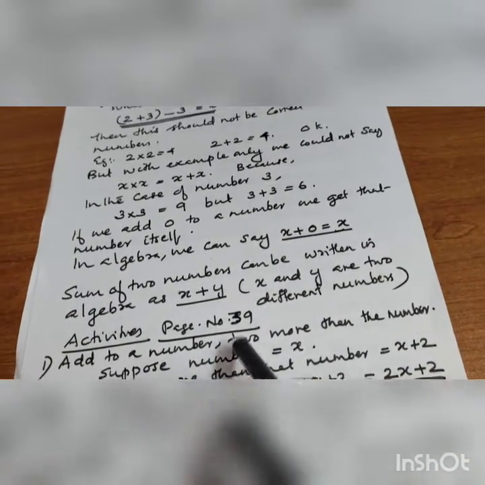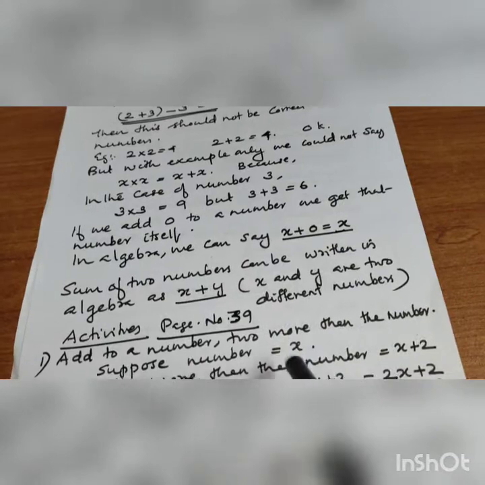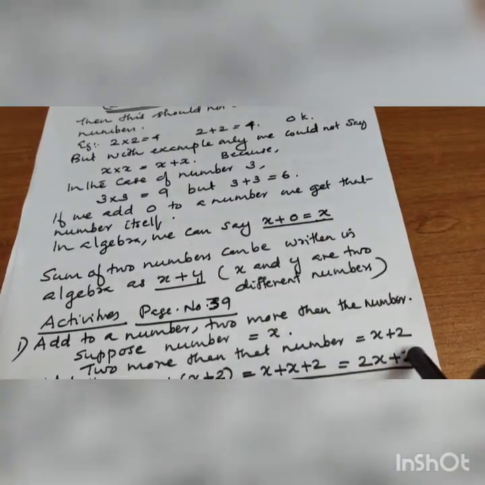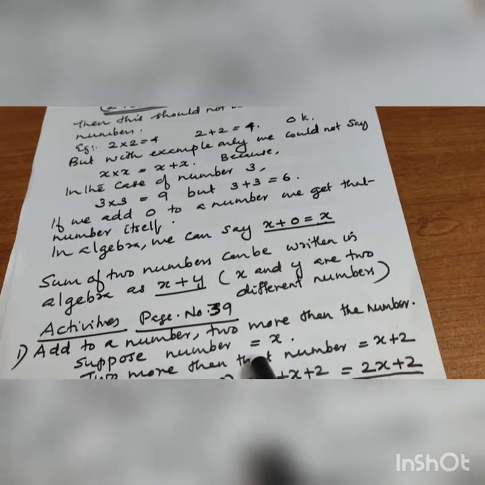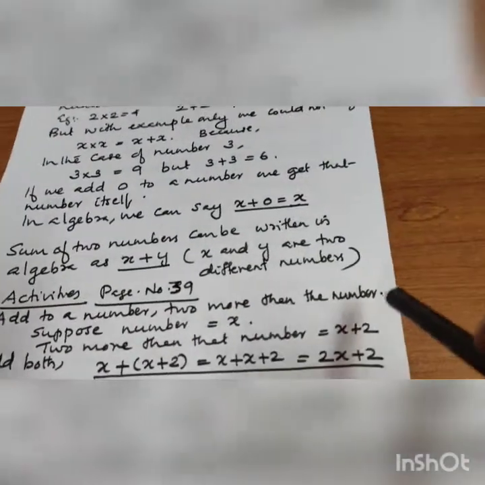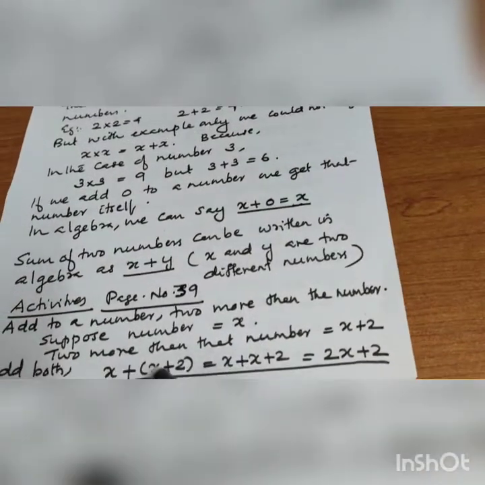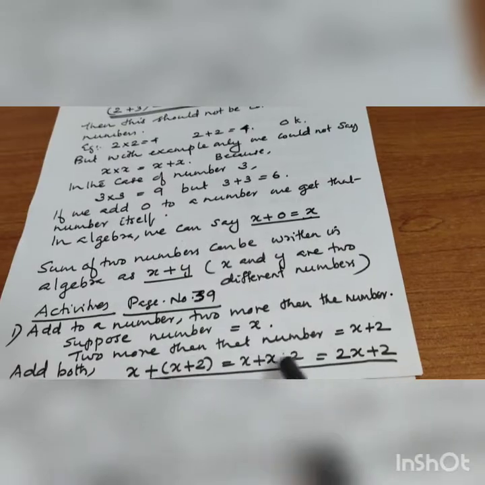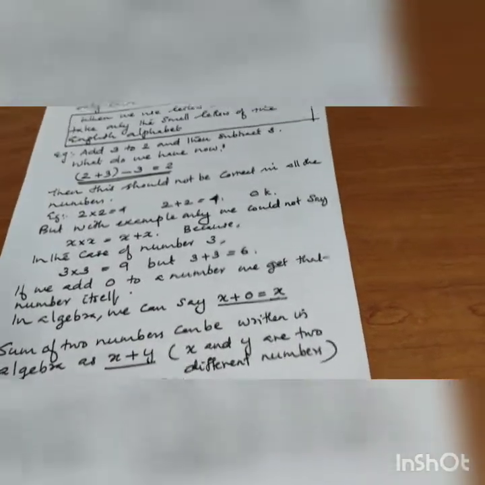Add 2 to a number. That number is x. Then 2 more than the number: 2 more than means x plus 2. Then that number and 2 more than that number are added together. That is x plus x plus 2. x plus x is 2x, so it is 2x plus 2.